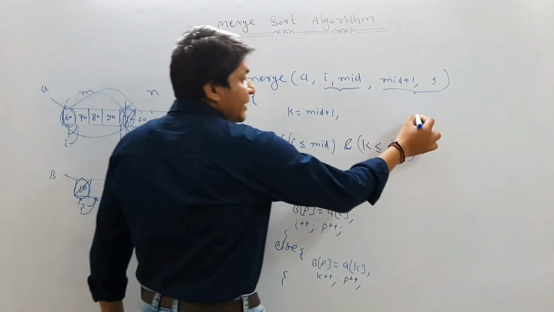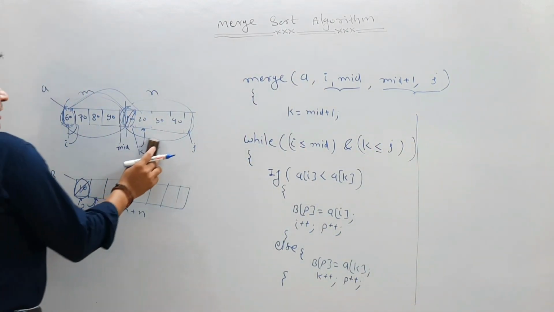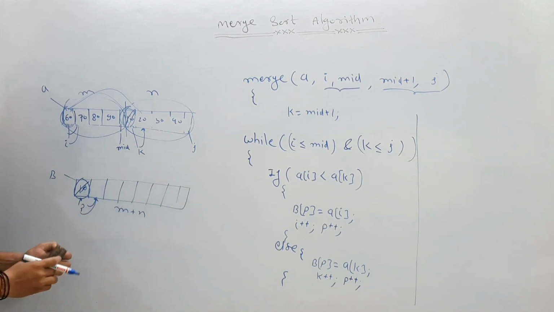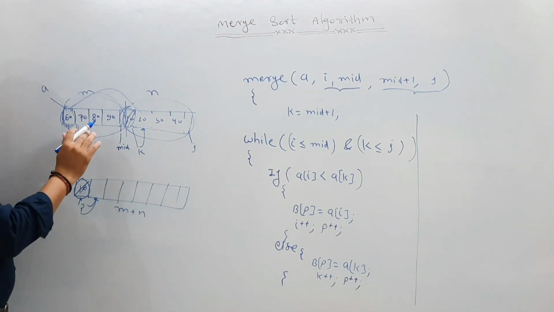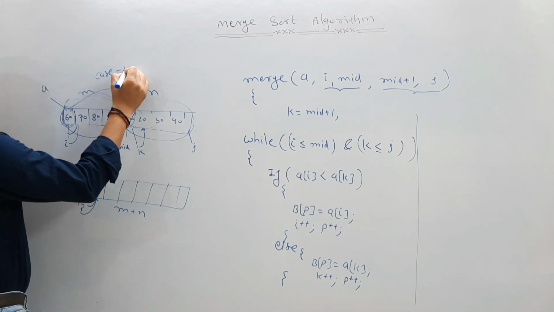Now let me write the remaining code also. So what is the remaining code? Now let's see what could be the situation. Let's suppose, first let me discuss case number 1. Let's say this is case number 1.